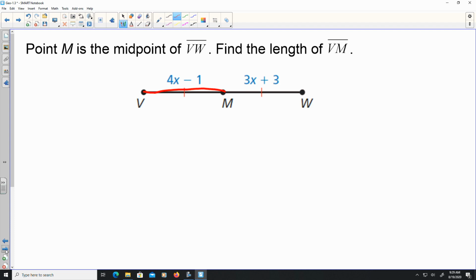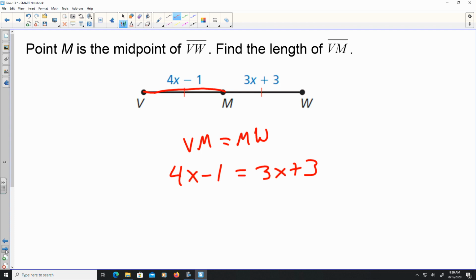In order to find VM, we need to find the value of X. So we can say that VM will be equal to MW, and we can just substitute what they have here. VM is actually 4X minus 1, and MW is 3X plus 3.